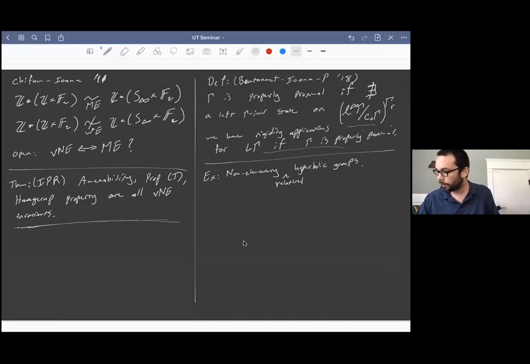But in particular, using the dynamics of the Gromov boundary, you can show that non-elementary hyperbolic groups are properly proximal. You can also see that in general, convergence groups are other nice examples. But you also have non-amenable bi-exact groups.